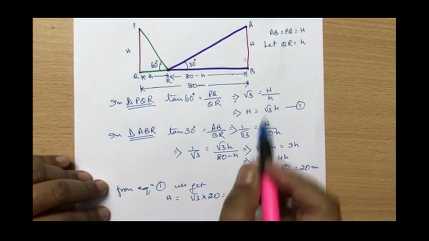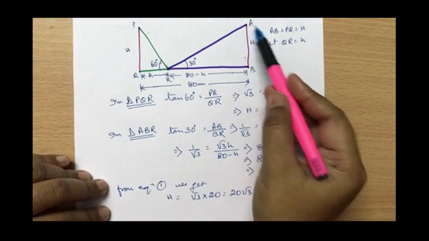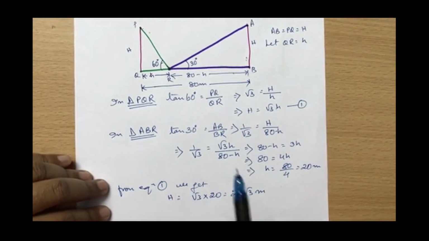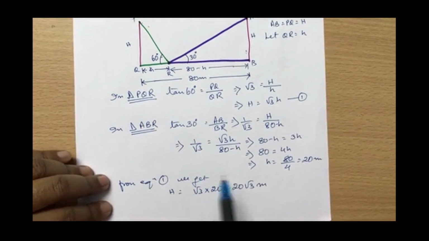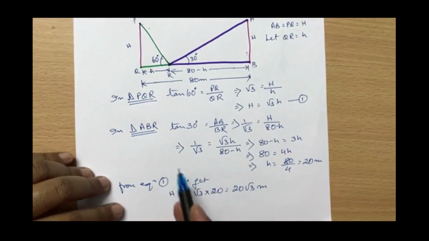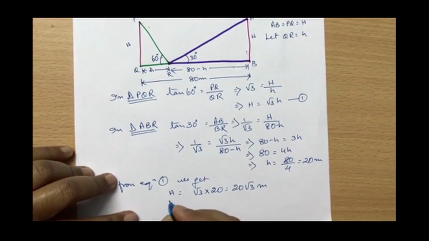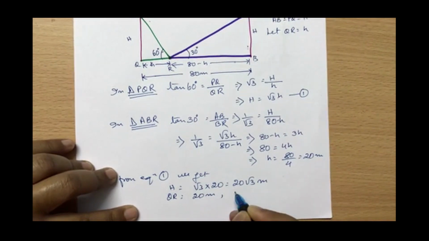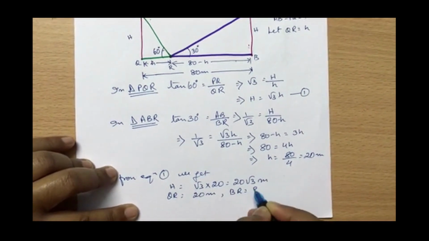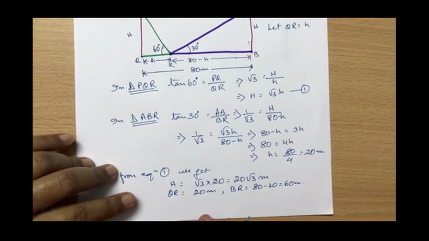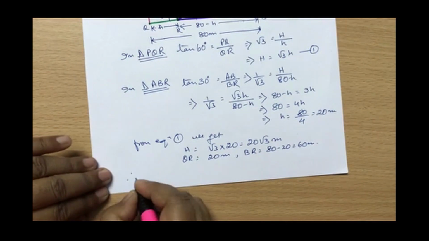So what is capital H? Now you have got AB and PQ as 20 root 3 meter. Now we want to find out this also. So you know small h is 20, and so what will be BR? It will be 80 minus h. So I can write QR is equal to 20 meter, and BR is equal to 80 minus 20, that is 60 meter.